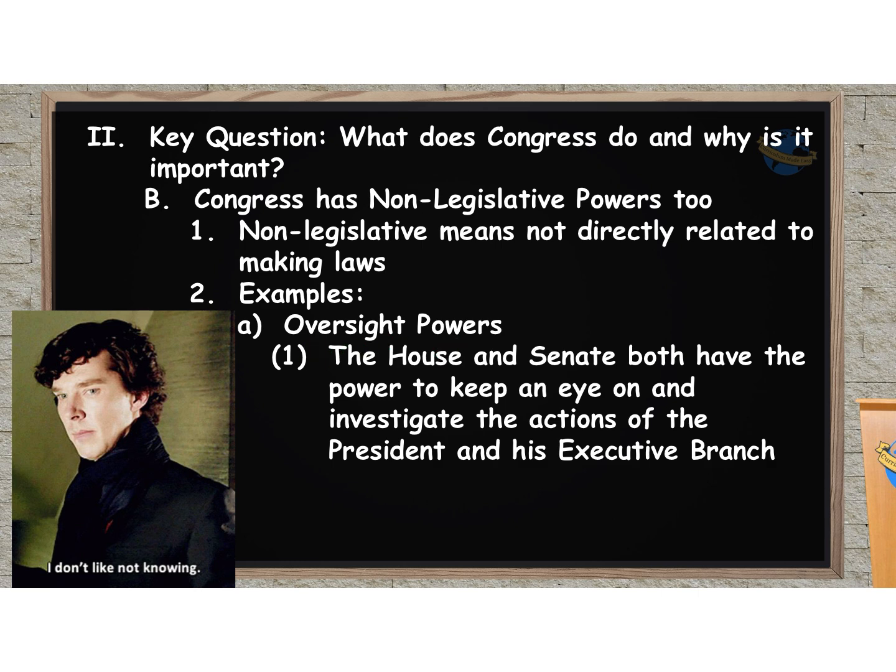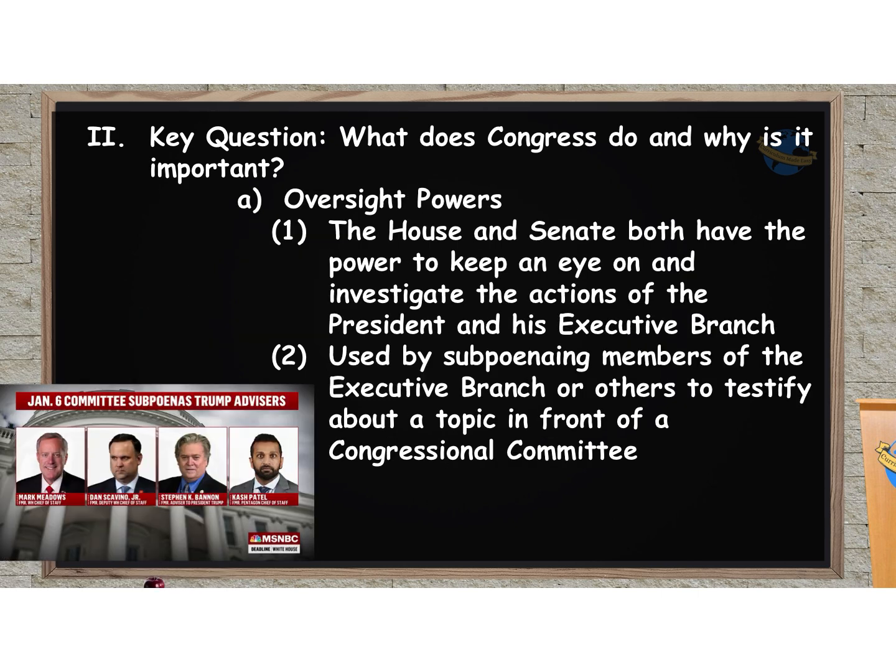The oversight power is held by both the House and the Senate, and this is their ability to investigate the actions of the president and his executive branch, as well as the judicial branch. They use this power by subpoenaing members of the executive branch and others to testify about a topic in front of the congressional committee. In essence, requiring members of the president's cabinet or his advisors to testify to Congress and let them know exactly what the president is doing with their power.